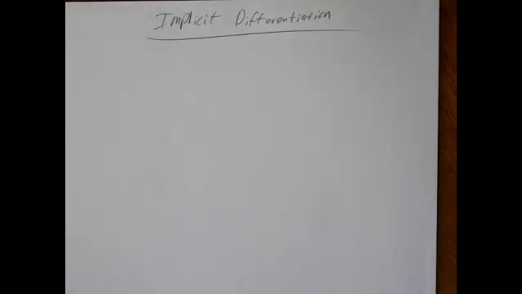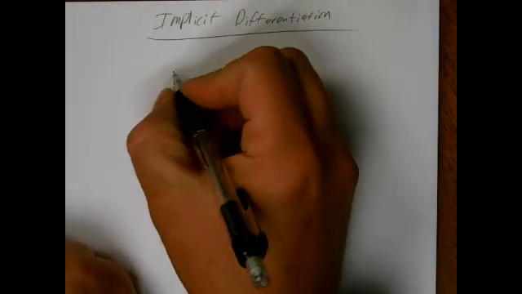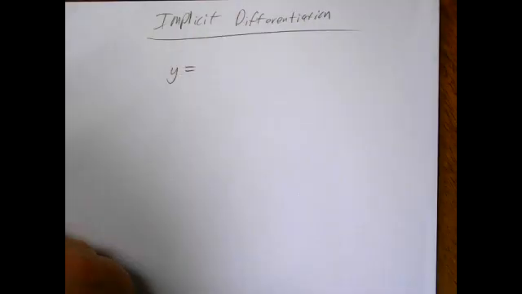Now I want to talk about a new technique that can be applied to differentiation called implicit differentiation. All the differentiation we've done so far has been, I guess, what you could call explicit, because all of our functions have been written explicitly. In other words, they've all been written in the form y equals.